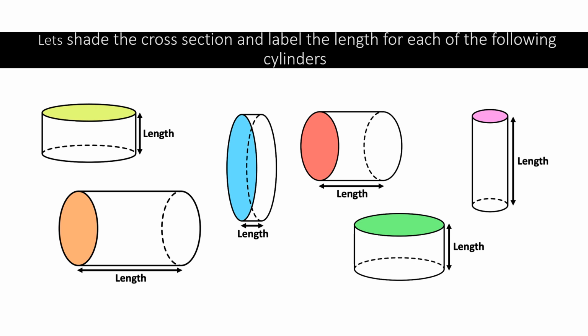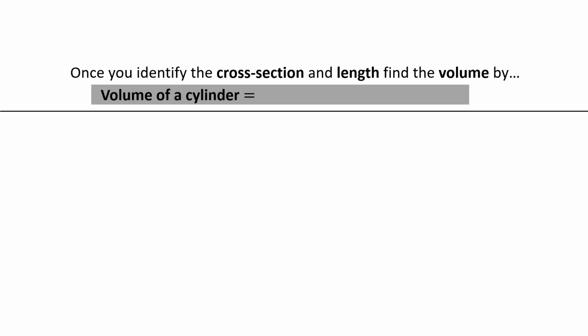The formula that we have learned before, the volume of a prism is area of cross section times the height. Now we have already described that a cylinder is also a prism. So what we need to do first is identify the cross section and the length and plug it back in the formula for volume of a prism. Or in this case, volume of a cylinder will be given by area of the cross section times the length.